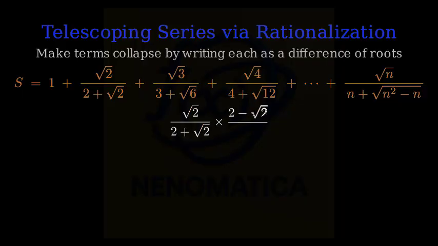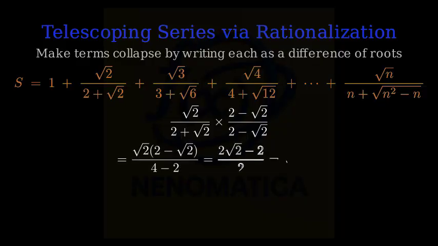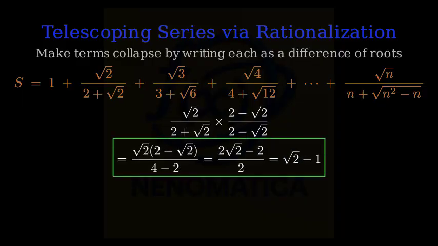Step 1. Rationalize a typical term. Start with the second term. Multiply by the conjugate 2 minus square root of 2 over itself. Then simplify. The denominator becomes 4 minus 2, and the numerator simplifies to 2 square root of 2 minus 2, which over 2 is square root of 2 minus 1.